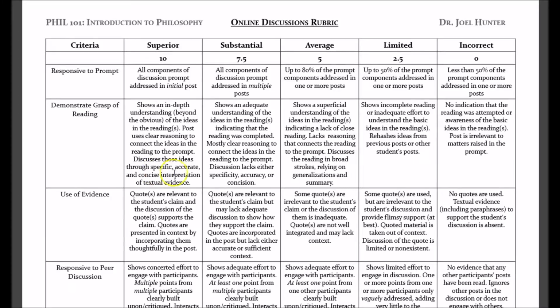Next term, accurate. The opposite of accurate, of course, is inaccurate or wrong. So you want your interpretation to be accurate and not wrong. This is where care and patience and thoughtfulness are really important. You don't want to make a silly mistake in interpreting the evidence. And lastly, there is concise. What's the opposite of concise?